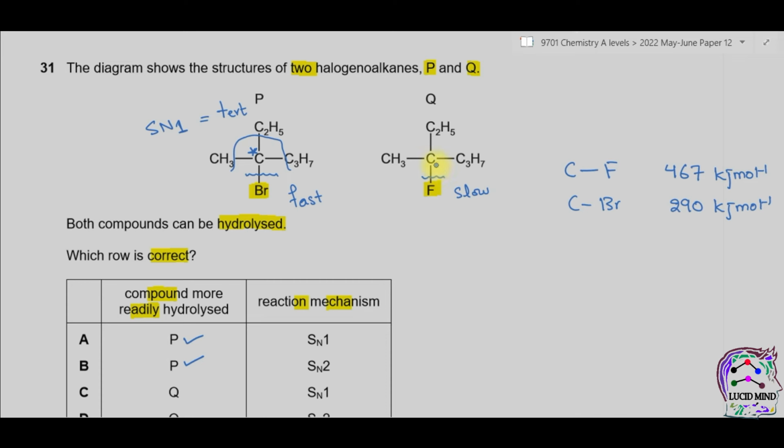And let's look at this one. This carbon, the carbon that is attached to fluorine, is directly attached to 3 other carbon atoms. So this is also tertiary. So again SN1 mechanism should be followed. So we have SN1 instead of SN2 and the correct answer should be A.